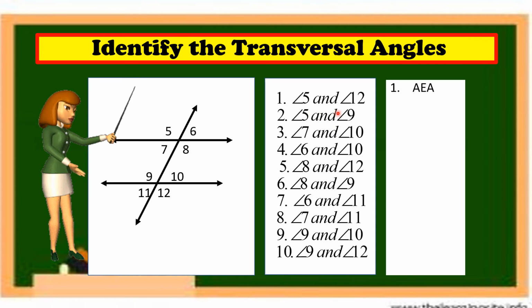Now we have angle 5 and angle 9. What name is given to angle 5 and angle 9? Angle 5 and angle 9 are corresponding angles. We have angle 7 and angle 10. So what name is given to angle 7 and angle 10? We have the alternate interior angles.